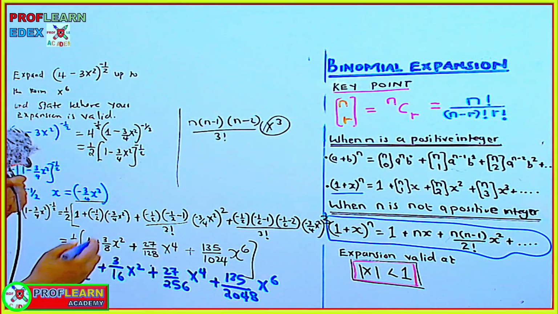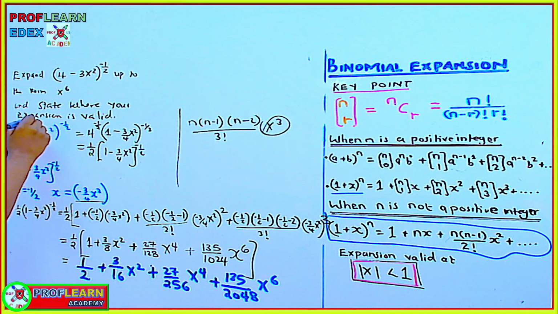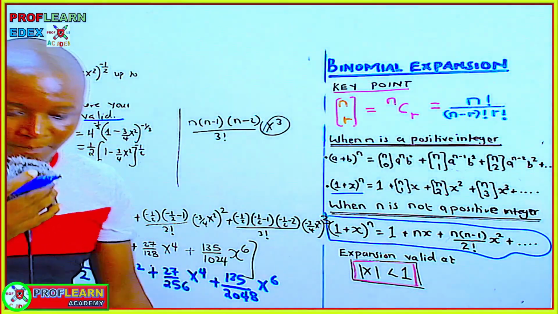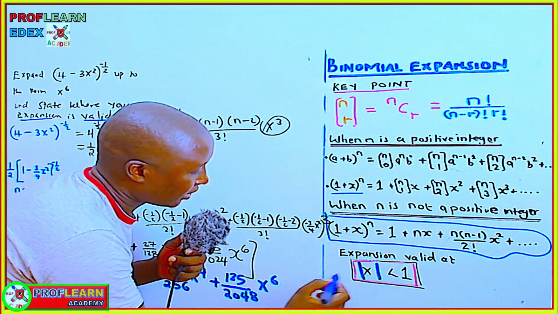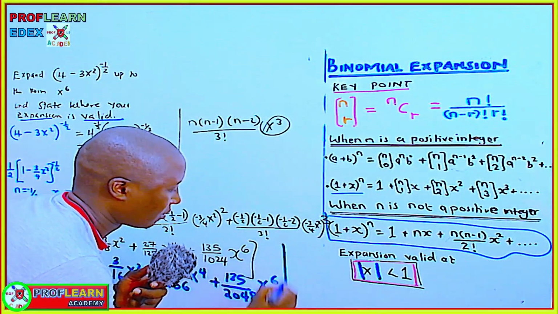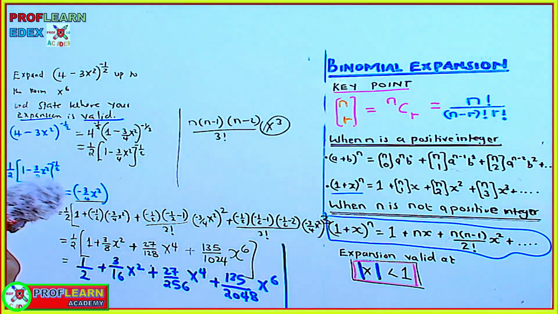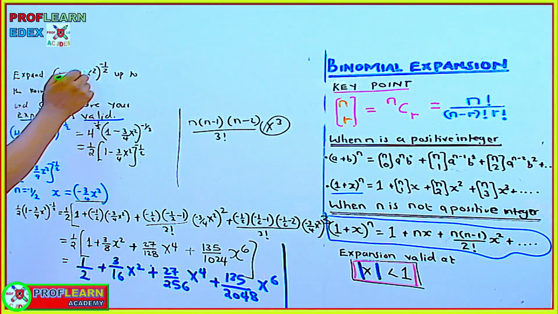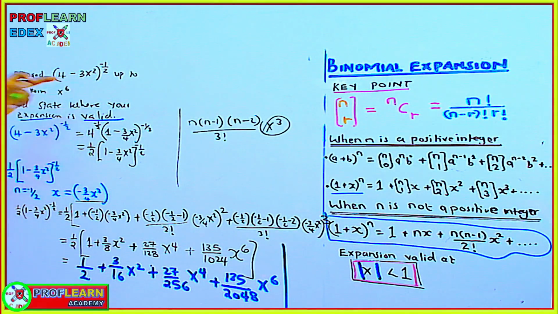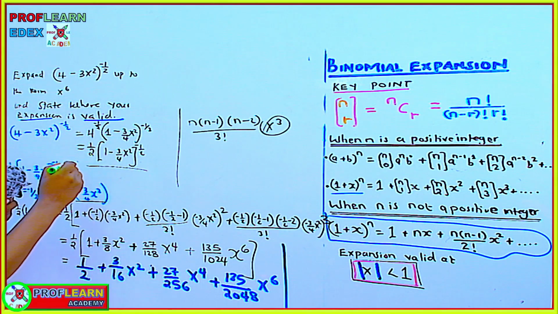And then the last question that we are supposed to state: where is this expansion valid? We can see now our expansion is valid where modulus of x is less than 1. But what was our value of x, and which part are we going to use? Are we going to use this part? This part? No, we're not going to use this. We are going to use this part of the equation here.